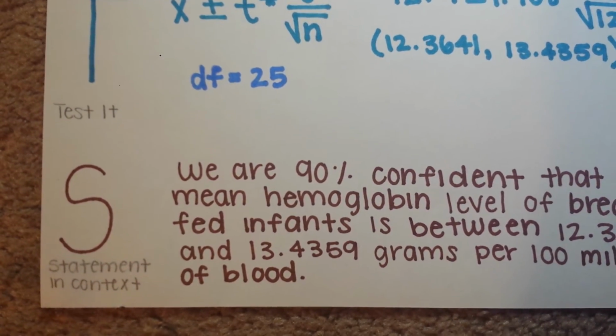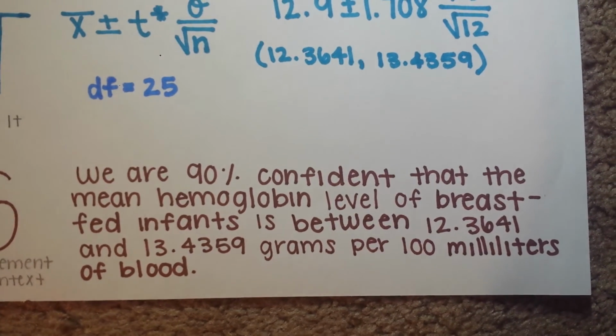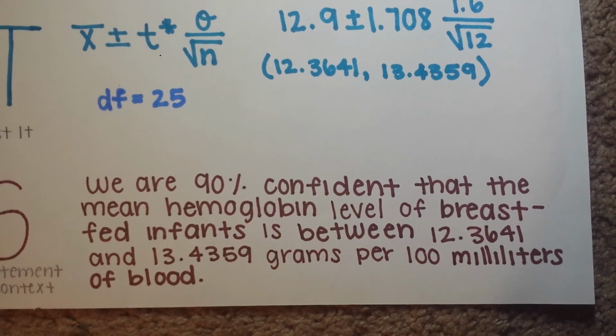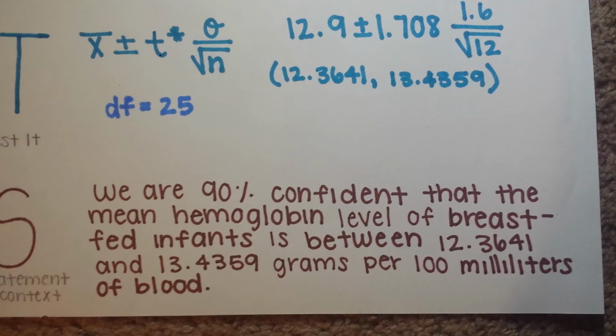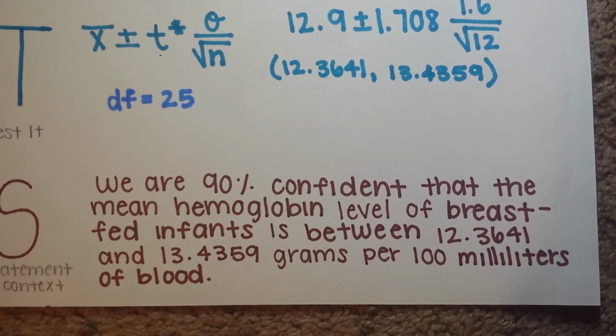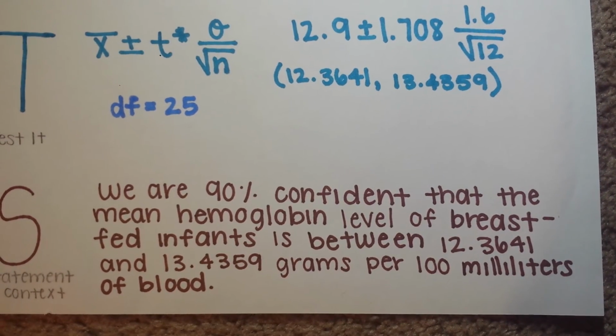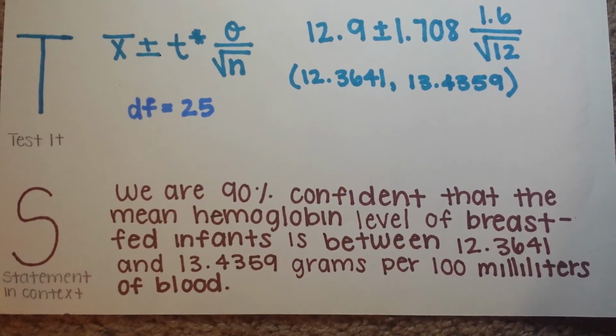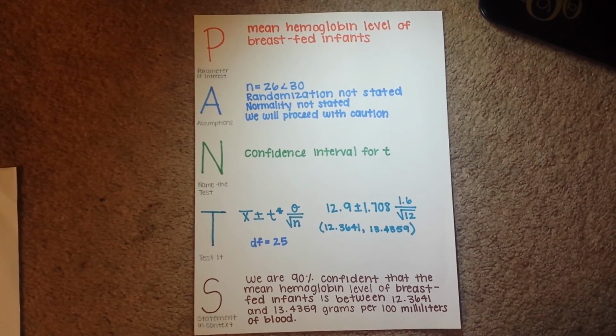Now our last part of PANTS, which is S, is our statement and context. And our statement is, we are 90% confident that the mean hemoglobin level of breastfed infants is between 12.3641 and 13.4359 grams per 100 milliliters of blood. That is the end of our basic question.